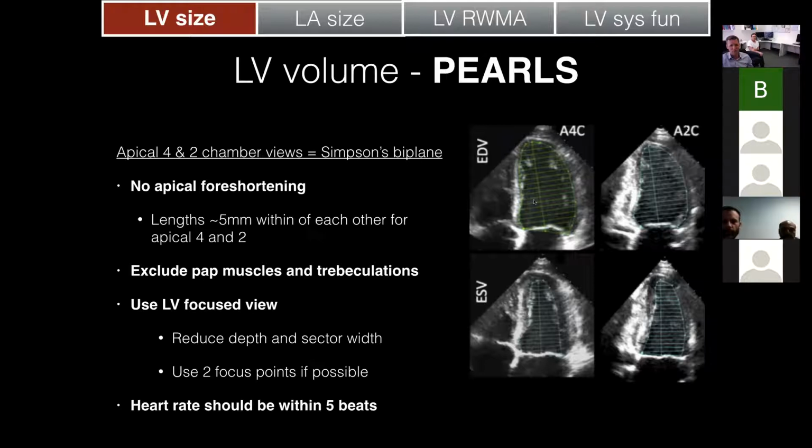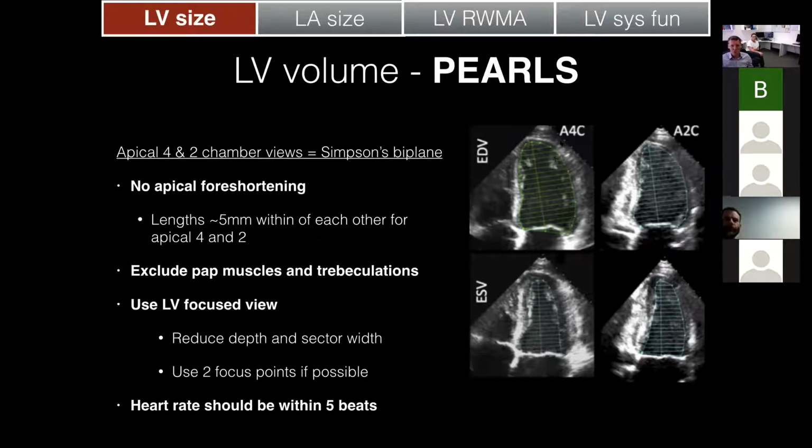Second of all, when you're tracing it, you're trying to ignore the trabeculations, ignore papillary muscles, if we can see any of those in there. You ignore all of those. So you're just looking at that endocardial border where you don't have any trabeculations or papillary muscles.